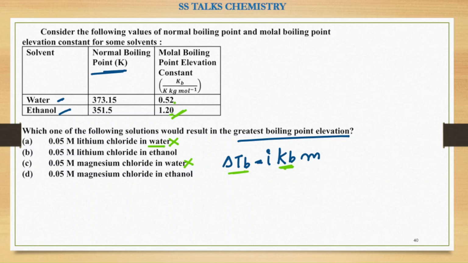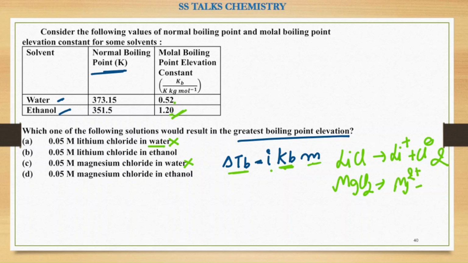Next, we need these factors. The concentration terms are given to be the same, so you are going to get the same molality values. For the i values we also take into consideration: for lithium chloride, considering 100% dissociation, Li plus and Cl negative, the i value will be 2. For MgCl2 it is going to be Mg 2 positive plus 2 Cl negative, so 3 it will be.